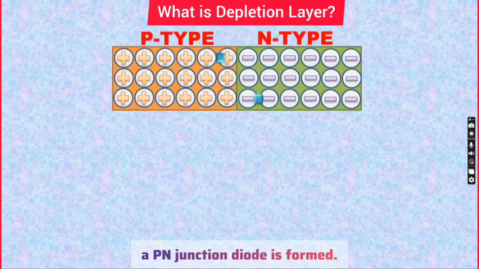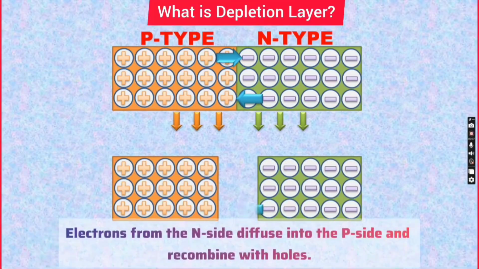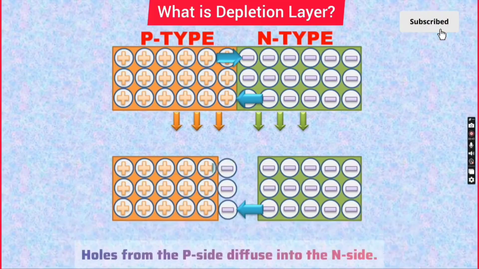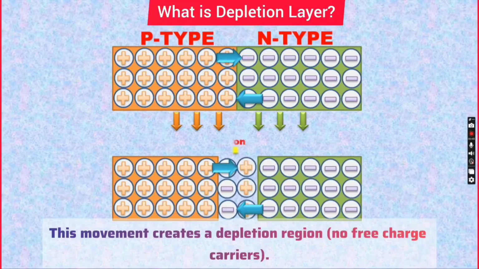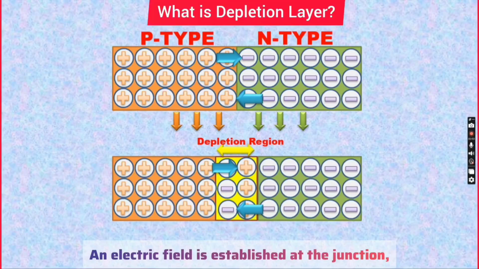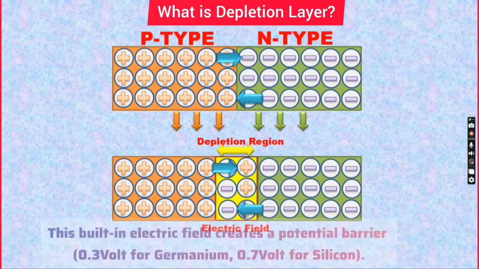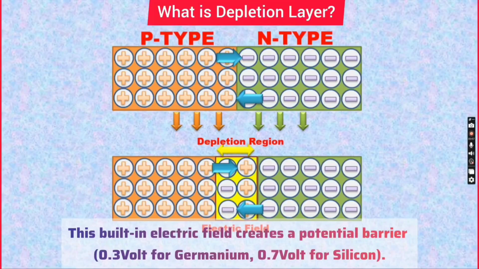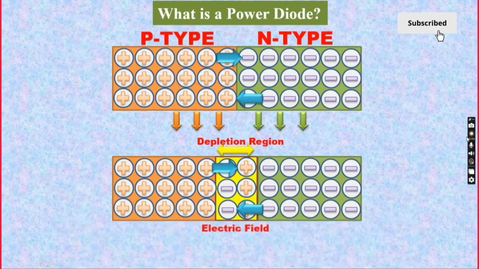junction diode is formed. When p-type and n-type materials are joined, electrons from the n side diffuse into the p side and recombine with holes. Holes from the p side diffuse into the n side. This movement creates a depletion region, with no free charge carriers. An electric field is established at the junction, opposing further movement of charges. This built-in electric field creates a potential barrier, 0.3 volt for germanium, 0.7 volt for silicon.